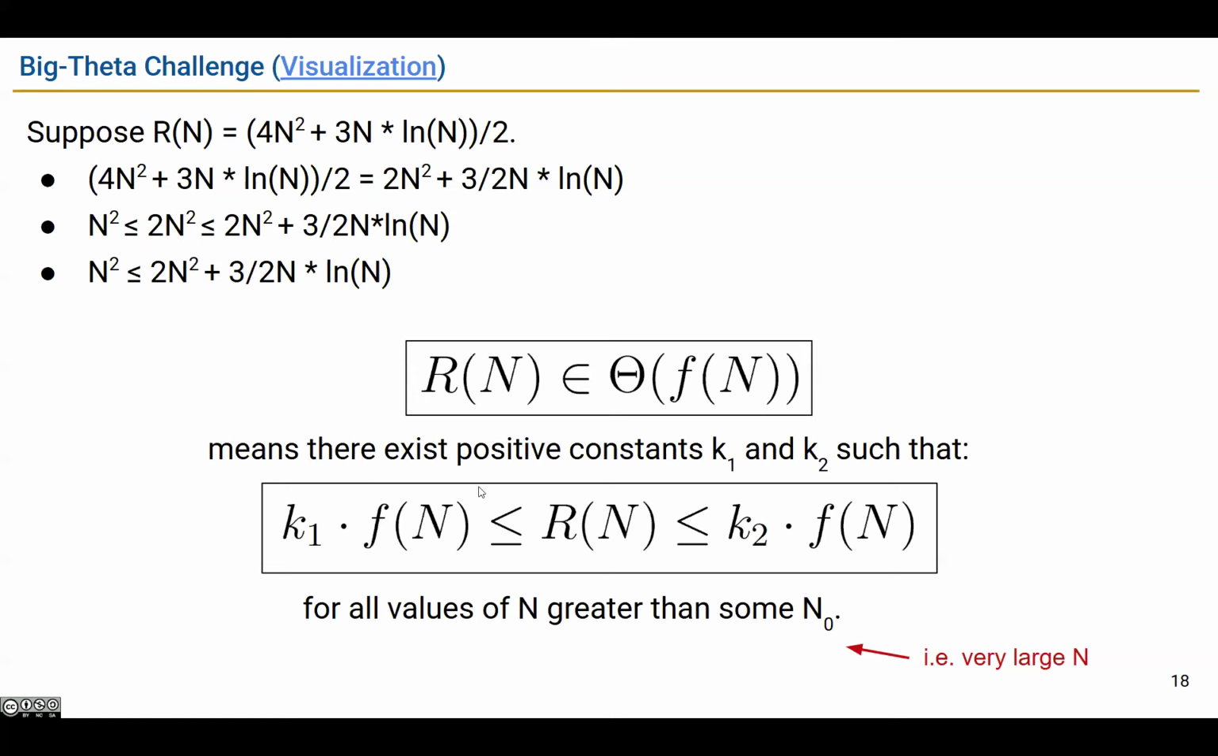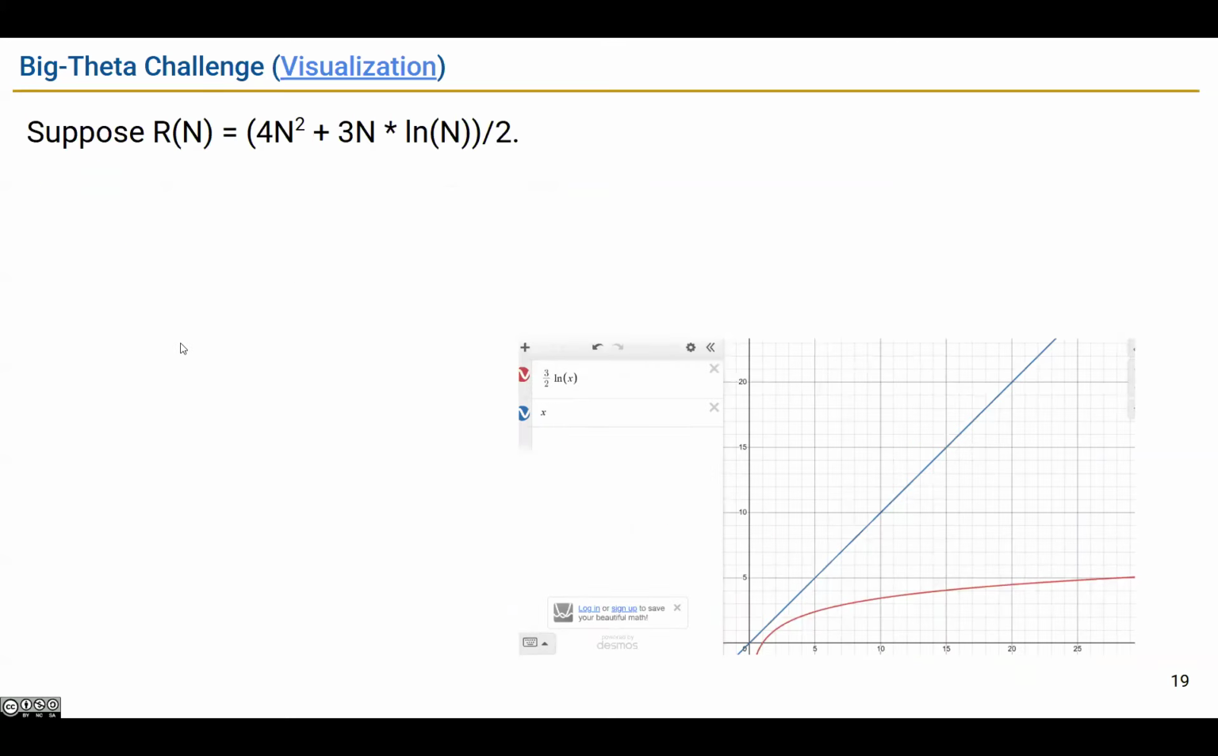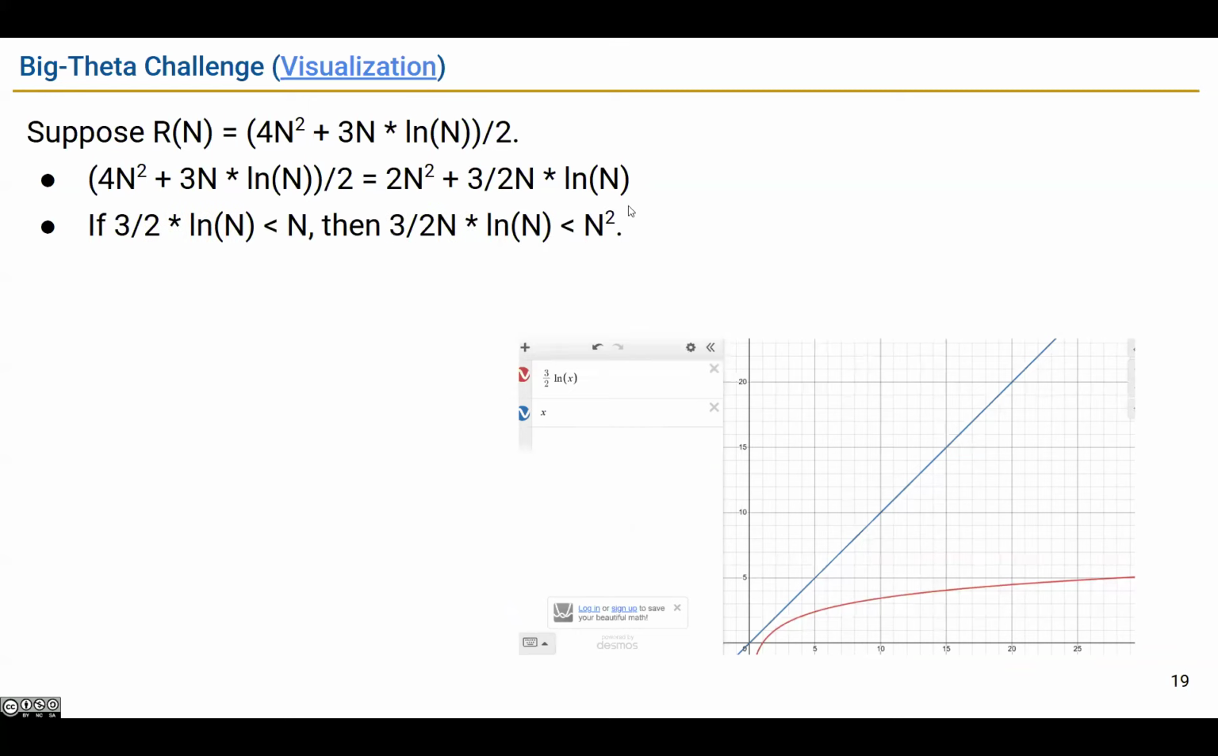So that means we fulfilled this side of the condition. f of n, where f is n squared, is always less than or equal to r of n. And k1 is just the number 1 in this case. What about on the other side? Well, this thing is still 2n squared plus 3 over 2n times ln n. If 3 over 2 ln n is less than n, then I will say that 3 over 2n times ln n is less than n squared. Why is that? Because we're just multiplying n on both sides.